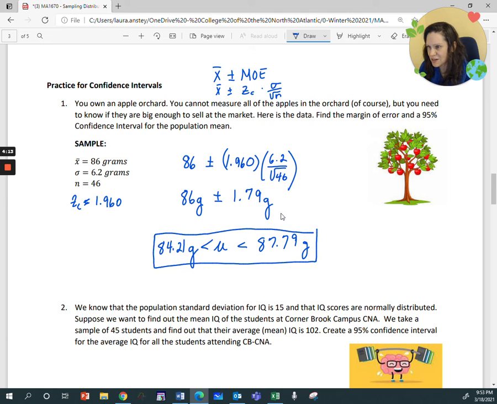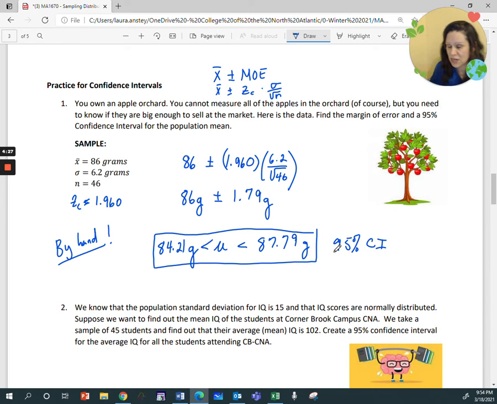Well, that's our 95% confidence interval by hand. Not too bad. It's kind of easy to do by hand, but I am going to show you how to do it using an online calculator and using Excel. Aren't you happy about that?